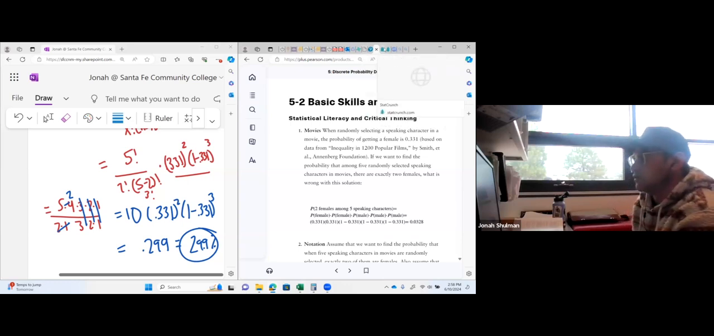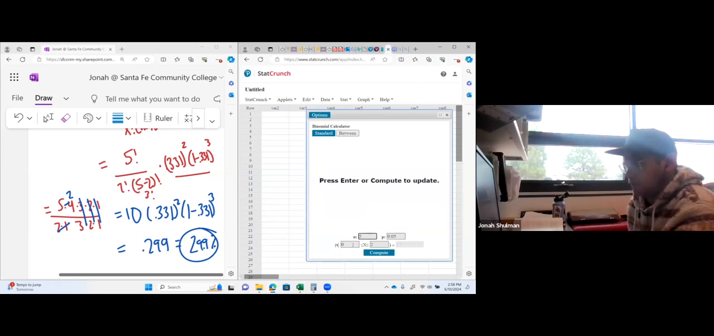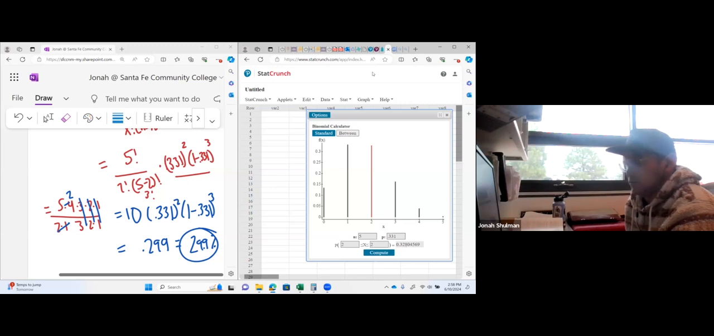And let's use this to make sure we got the right answer. So we have 5 and we want exactly 2, and we know that the probability is 0.331, and it's this 3.28. Did I make a mistake? I got 0.331. So let's go to Excel.